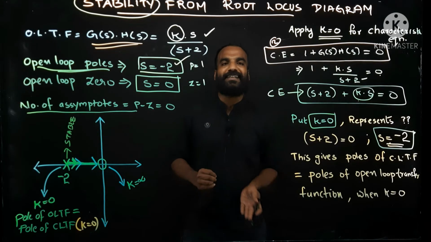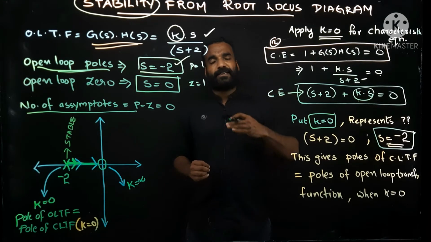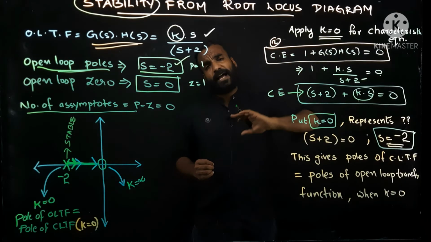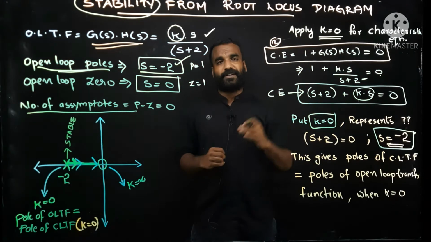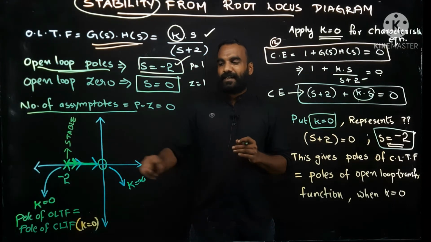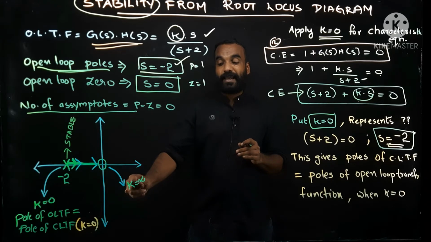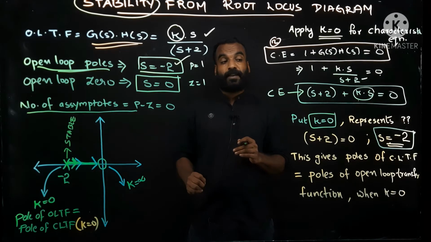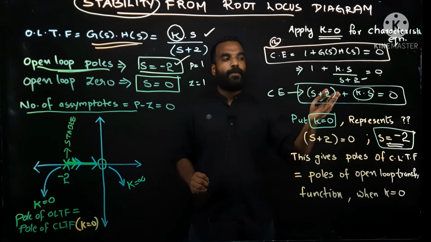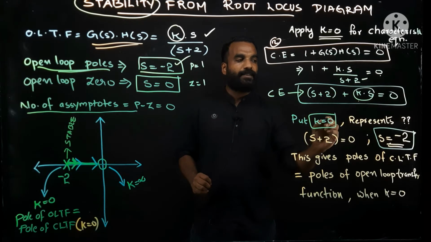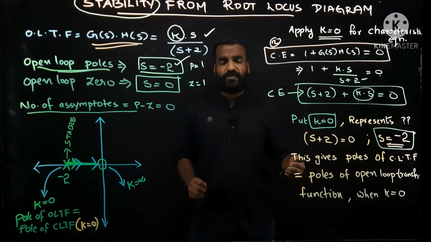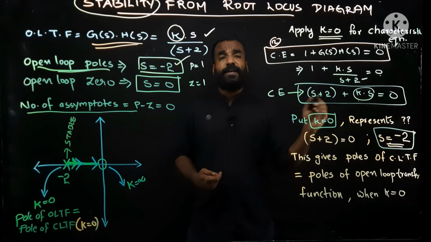Now I am going to increase the gain. Increase the gain 5, 10, 100, 1000, like I am going to increase the gain up to infinity. Finally, this point will represent k is equal to infinity. I want to prove that. Initially I put k is equal to 0. On the second step of this derivation, I am going to put k is equal to infinity.